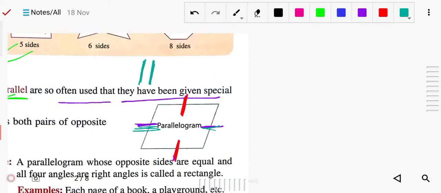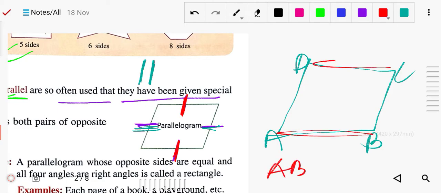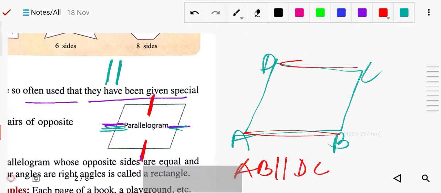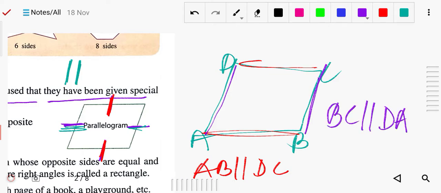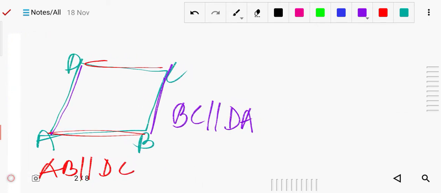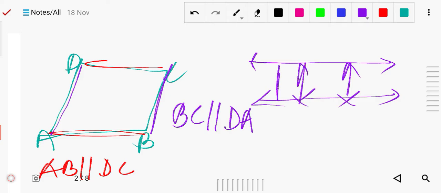Suppose this is your parallelogram and its name is ABCD. These two lines are parallel, so we can write AB is parallel to DC, and these two are parallel, so we can write BC is parallel to DA. What are parallel lines? As you have already studied, they will never meet. If you extend either this side or this side, they will never meet, and the distance between these two lines will always be constant, the same everywhere.